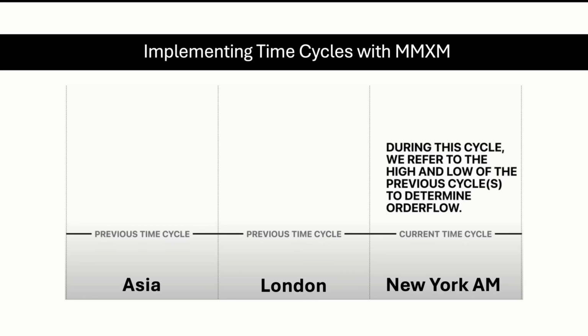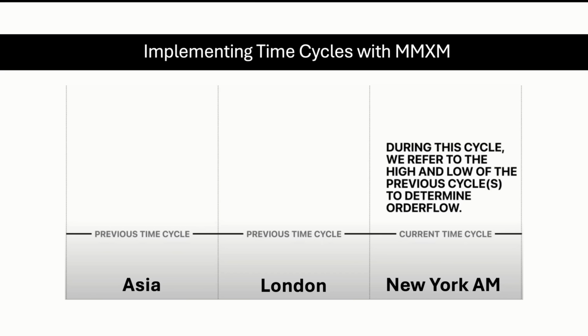Here I have added 3 of the 4 sessions of the day within the schematic. As you can see, during the New York morning session, the sessions that we will be looking at are the London session and the Asia session. What we look at is their respective highs and lows.